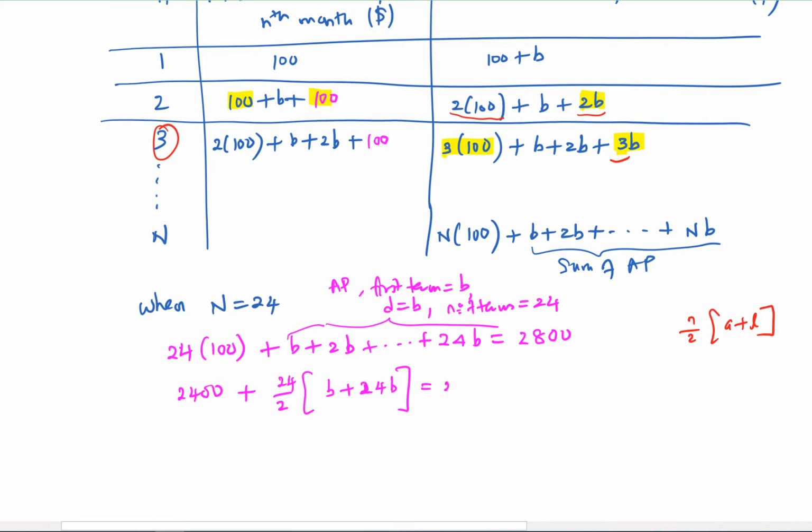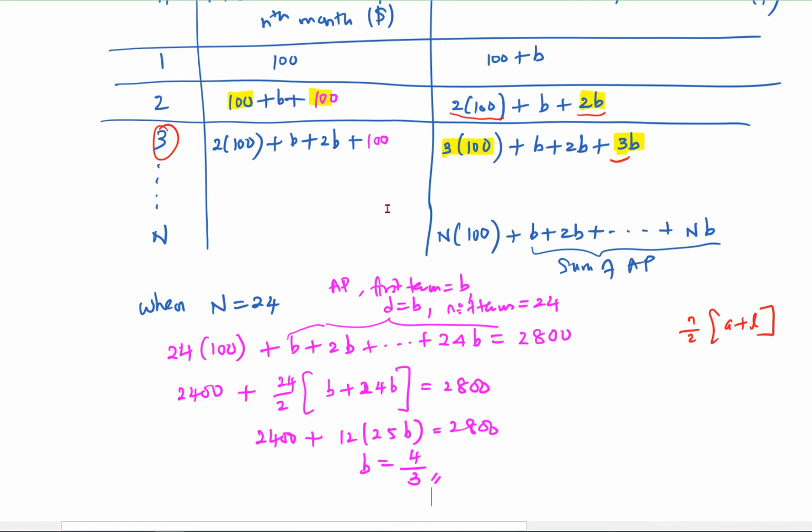And this one equals 2800. So my aim is to solve for B. So if you do 2400 plus 25 times 12, so 12 times 25B is 2800. I think if you use a calculator, B equals 430. So I think we have already answered the question: find the value of B, so only one value here.